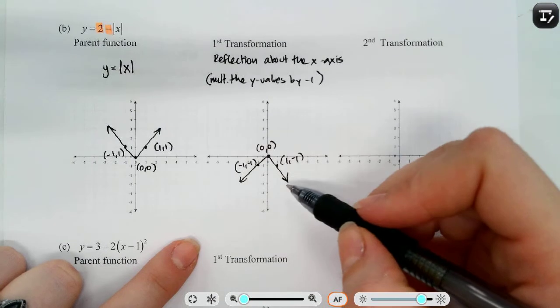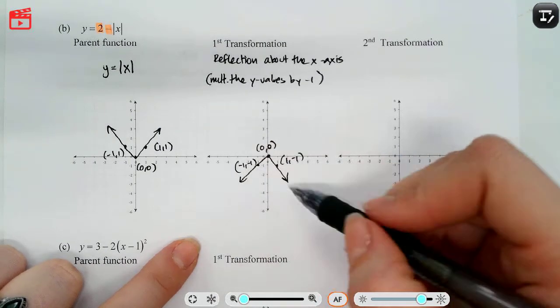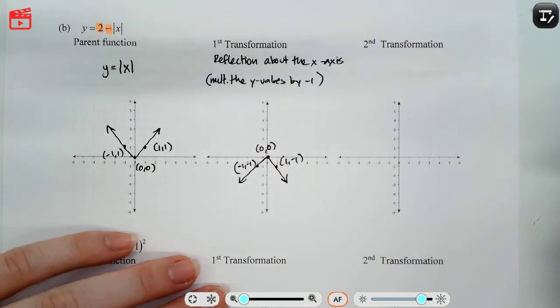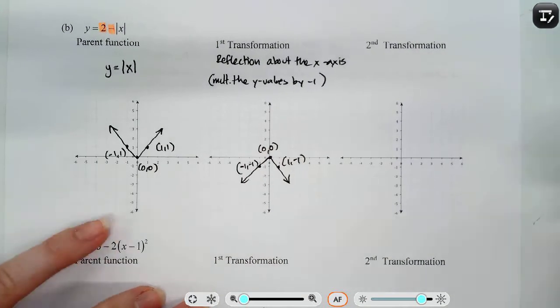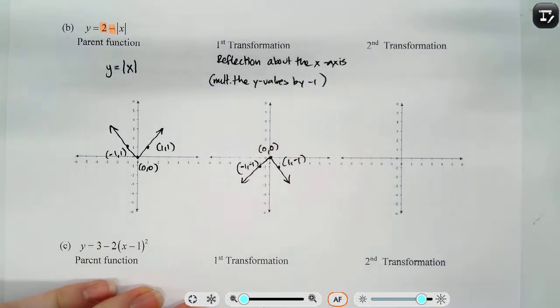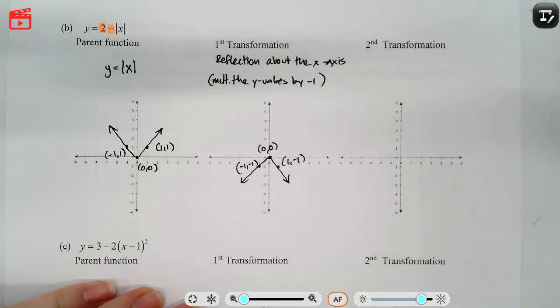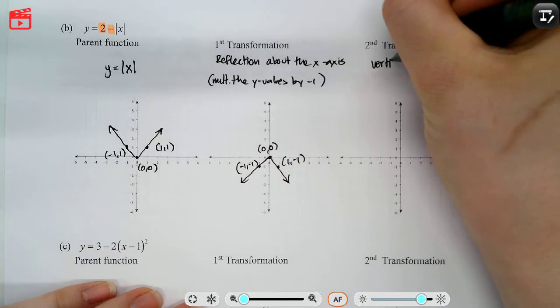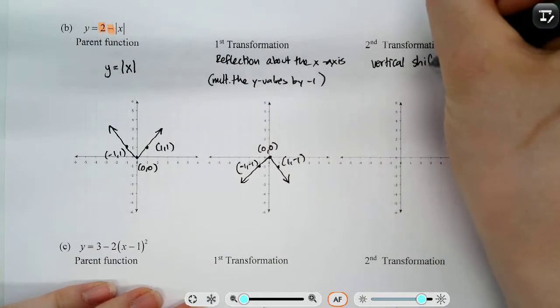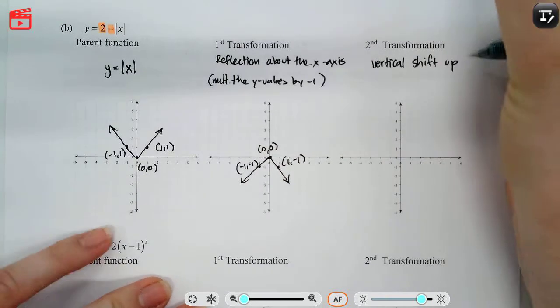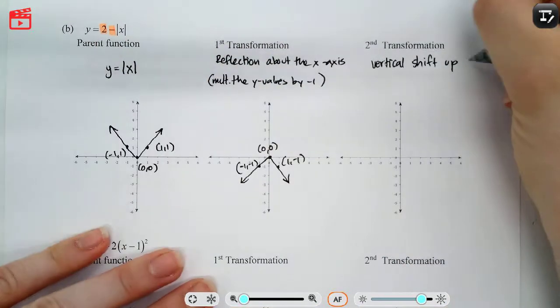If I was making these a little bigger, I would bring out a straight edge to make sure these lines look nice. All right, so the second transformation, we have that 2 on the outside, which means that's going to be vertical shift. Vertical shift, and that's a positive, so it's going to be up. And how many units? 2 units.